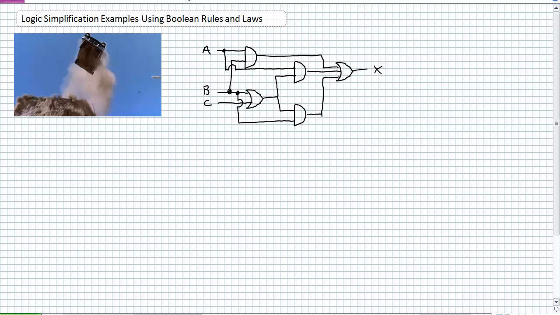Just go ahead and write out the rules and laws we've discussed thus far, and here they are right here. There are our laws: commutative, associative, distributive. What's the commutative? A and B is equal to B and A. A or B is equal to B or A. Basically saying it doesn't matter which order they show up in.